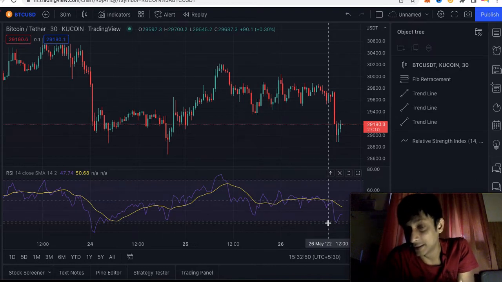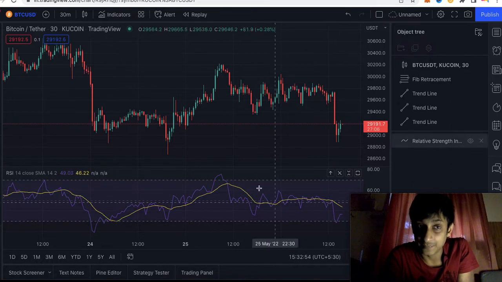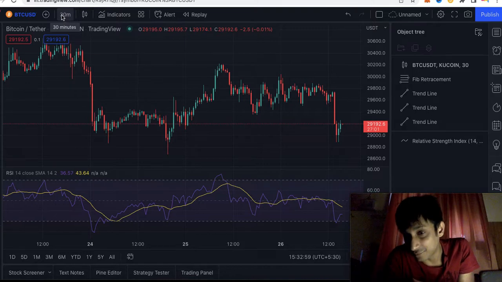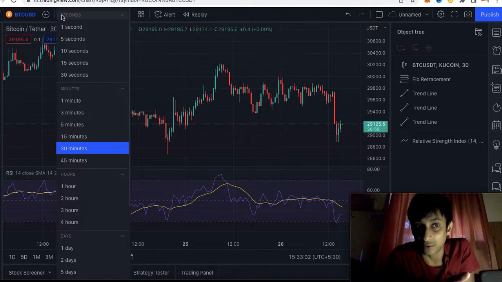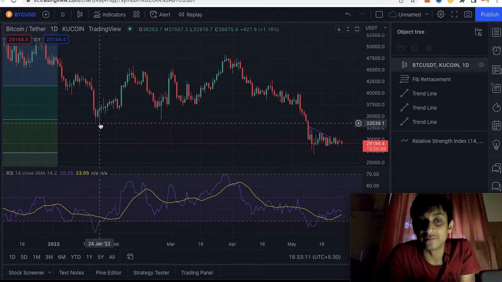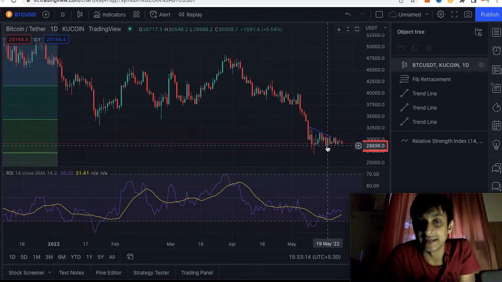So how accurate is this particular indicator for people to actually use? I'm talking about the 30 minutes, 1 hour. But let's say you do not have time to do the trading on a 30 minutes basis. You can open the 4-hourly chart, but I'm going to open the daily chart. Daily chart means a bigger candle. This is from 24th Jan and this one is 18th of May.